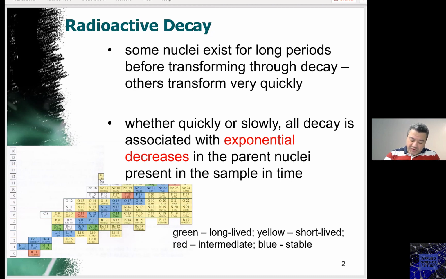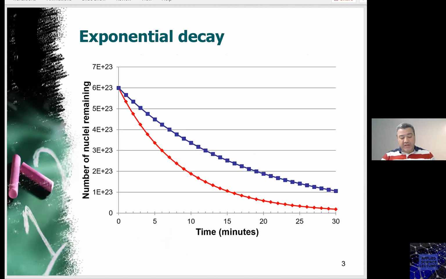We also have seen that some of the nuclei are stable, which are the blue ones here. The green ones are long-lived. However, the yellow ones are short-lived, and the red ones are intermediate. But in the end, all of them are decaying exponentially. If we look at this exponential decay between two different materials, one of them is decaying faster than the other. We will notice that the blue one is decaying at a slower rate than the red one, reaching the zero level.